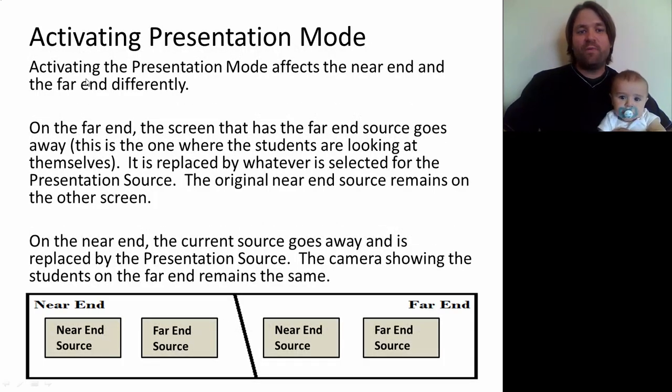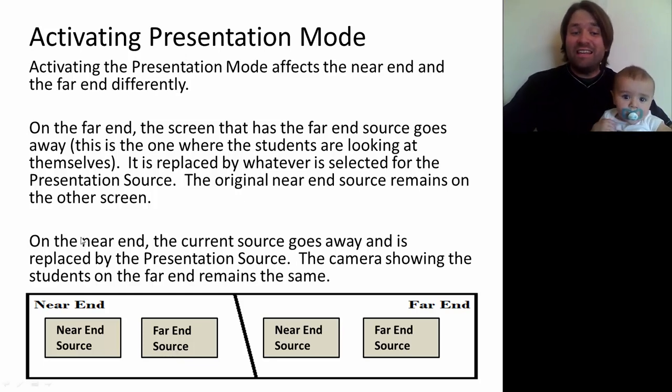Okay, so activating the presentation mode affects the near end and the far end differently. And so this is one thing to note. On the far end, the screen that has the far end source, that is the screen that's just showing the students an image of themselves, goes away when you activate presentation mode, and it's replaced by whatever you select for the presentation source. The original near end source remains the same. So whatever you had on the screen originally is just going to stay the same when you go into presentation mode. But the camera that was pointed at themselves goes away and is replaced by something that's actually useful.